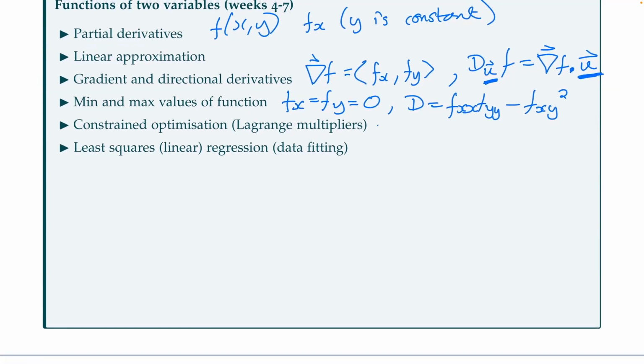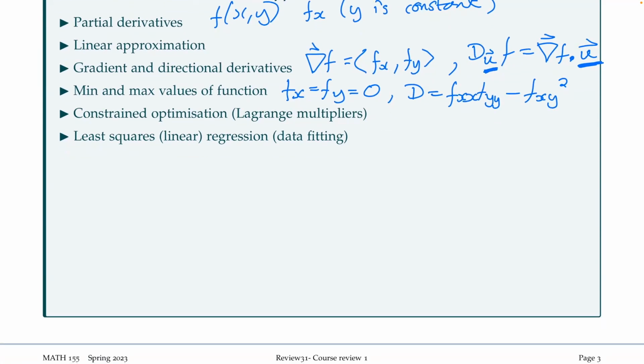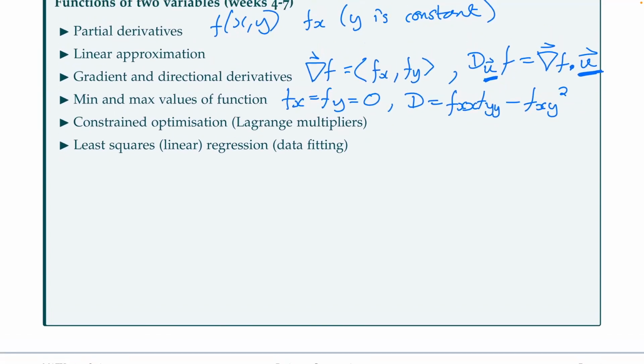Constraint optimization. You've already done that on an exam, so maybe that's less likely to appear on the exam. I'm going to skip over that. And least squares linear regression. You haven't done that on an exam, so that might appear. See, this is why you come to the review sessions, right?